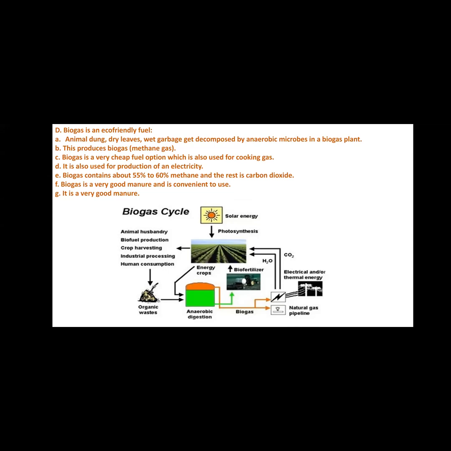So the following diagram shows the cycle for biogas. The plants, crops, dry leaves and animal dung are collected in one chamber where anaerobic microorganisms digest this food and produce methane gas, or biogas, which can further be taken out and used for the production of electricity, for cooking purposes, etc. It also produces CO2. CO2 is again taken by the plants in the photosynthesis process to produce their food, and similarly these cycles go on.